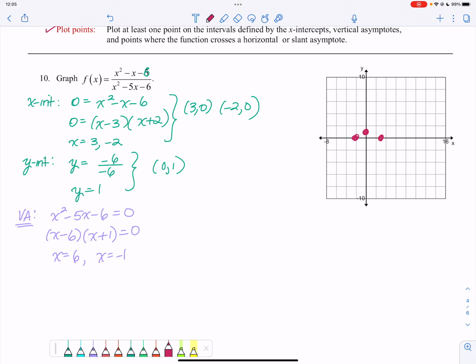Okay. And now let's graph our vertical asymptote, x equal to 6, and x equal to negative 1.